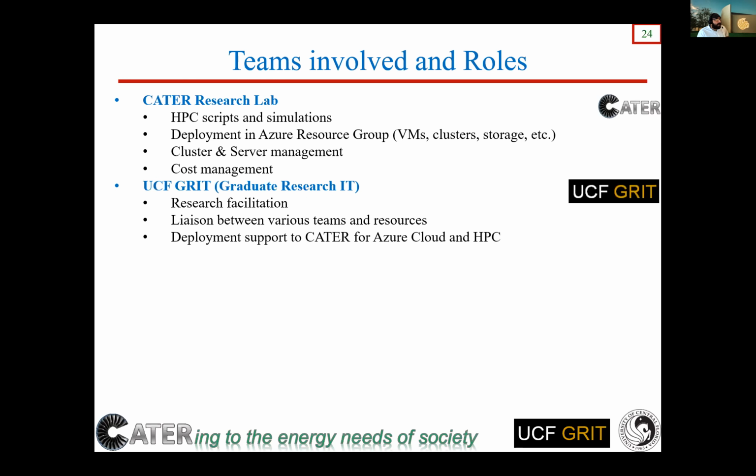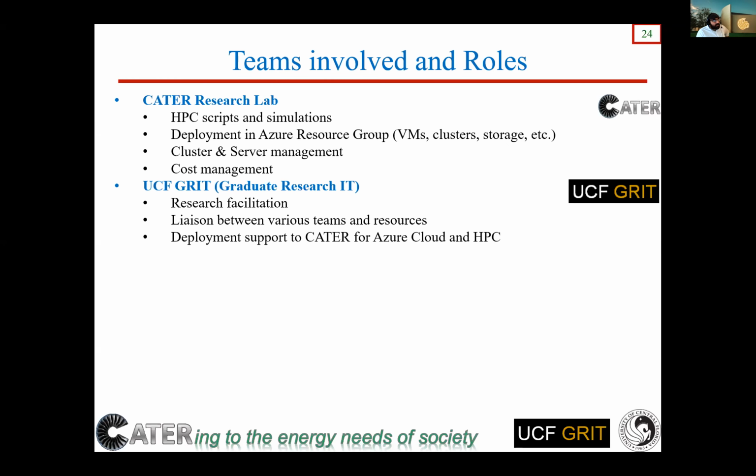The other team is UCF Grid, and I'm a part of it. My role at UCF is research cyber infrastructure facilitator. So we had the role of research facilitation. We served as a liaison between various teams and resources.